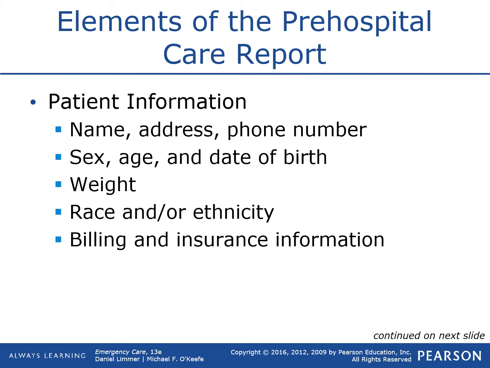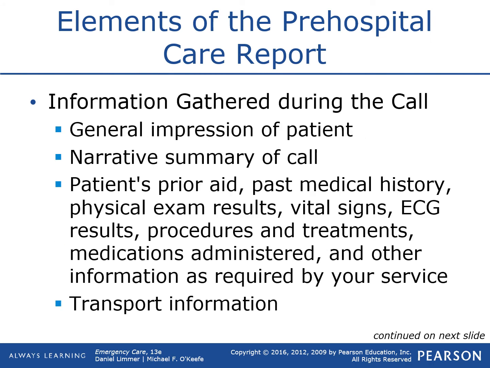As far as patient information goes, include their name, address, phone number, gender, age, date of birth, their weight, their race, and their insurance information. Then you get to the meat and potatoes of your call. So give your general impression, the summary of what happened, give the patient's prior aid, their past medical history, physical exam results, vital signs. If you do a 12 lead, do say that you did it and what the interpretation the hospital gave. Again, we'll cover that in cardiology. Other procedures and treatments that were rendered, medications that you administered, and any other information that might be pertinent. And then make sure that you put in your transport information, where you went with the patient.